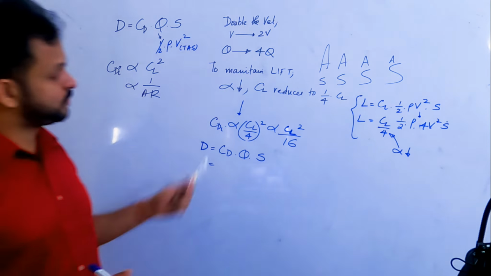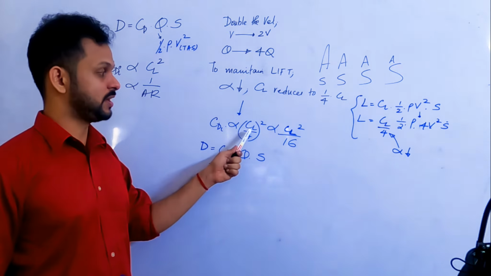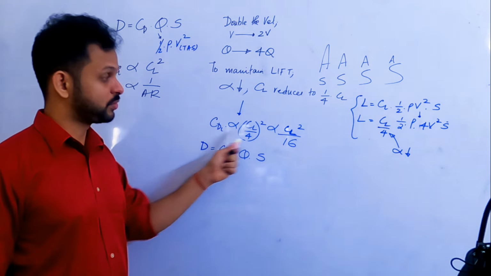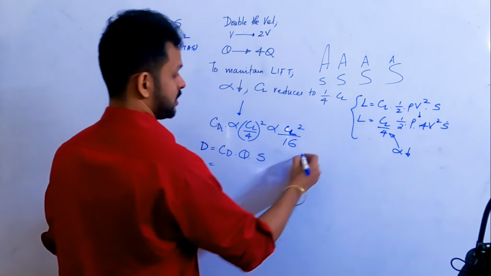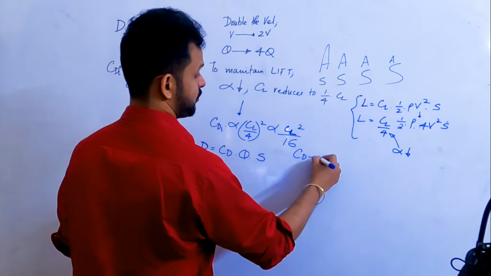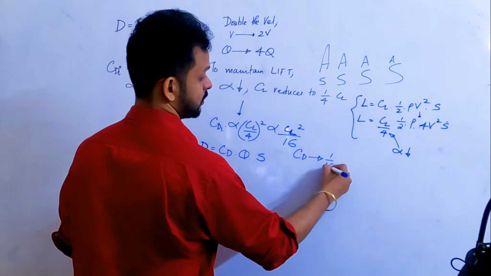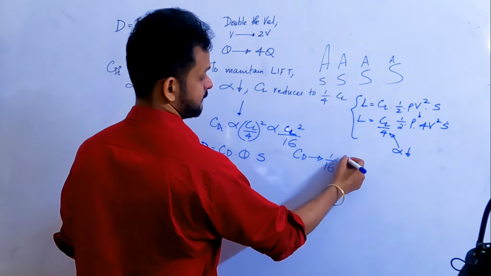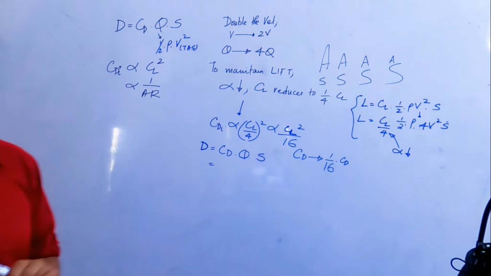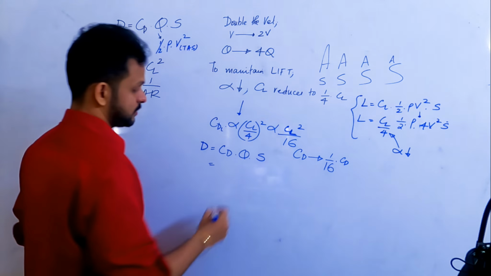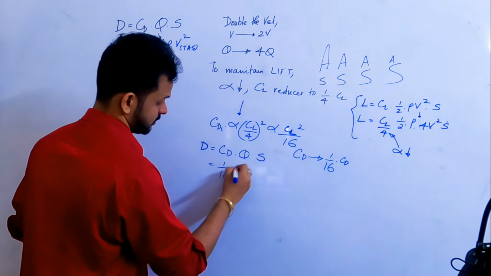So what happened to CD? CD was initially proportional to CL square only. Now it's proportional to CL square by 16. Therefore, the coefficient of drag CD reduced by how many times? 1 by 16 times. So 1 by 16 times CD.